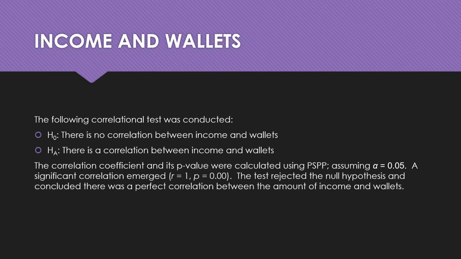Income and wallets is the next one. The original null hypothesis is there is no correlation between income and wallets. The alternative being there is a correlation between income and wallets.